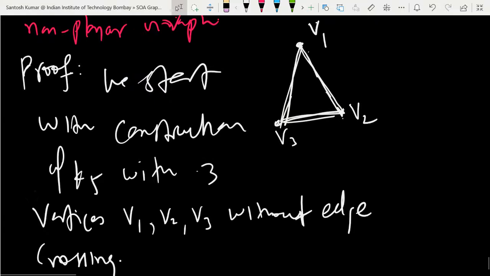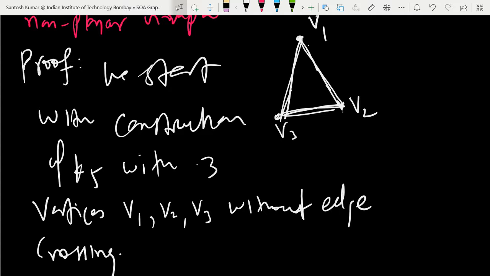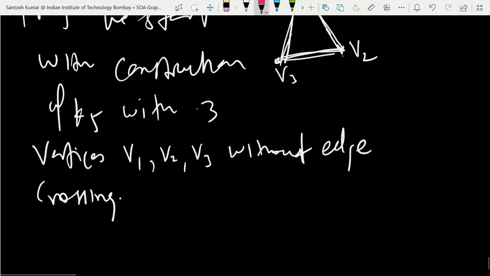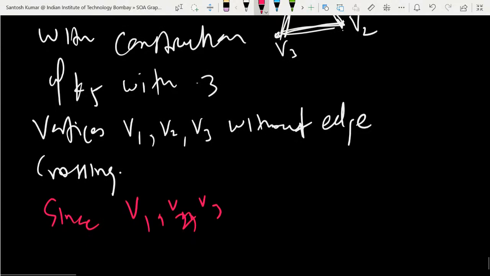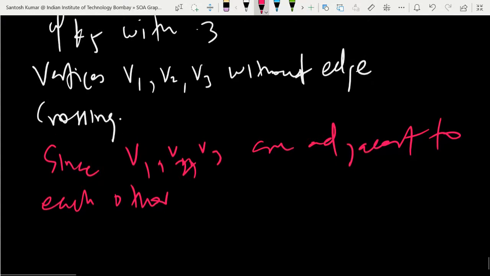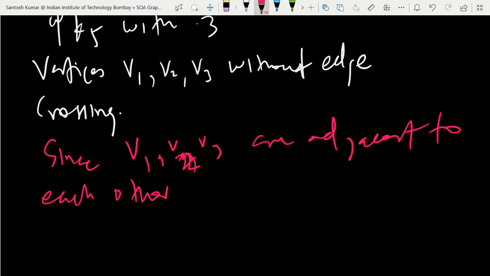And now since V1, V2, V3 are adjacent to each other, this divides the plane into how many regions? Two regions. Okay. So since V1, V2, V3 form a closed graph, V1, V2, V3 are adjacent to each other.